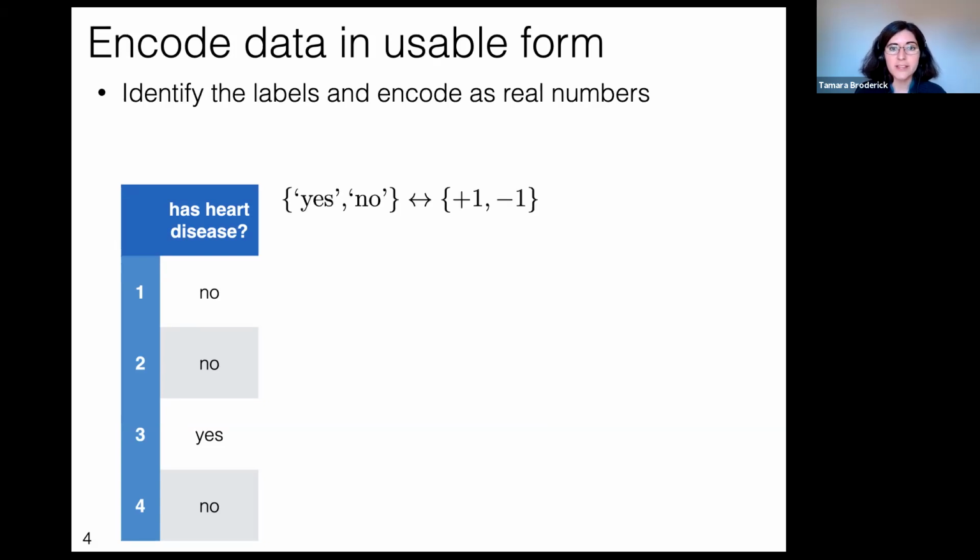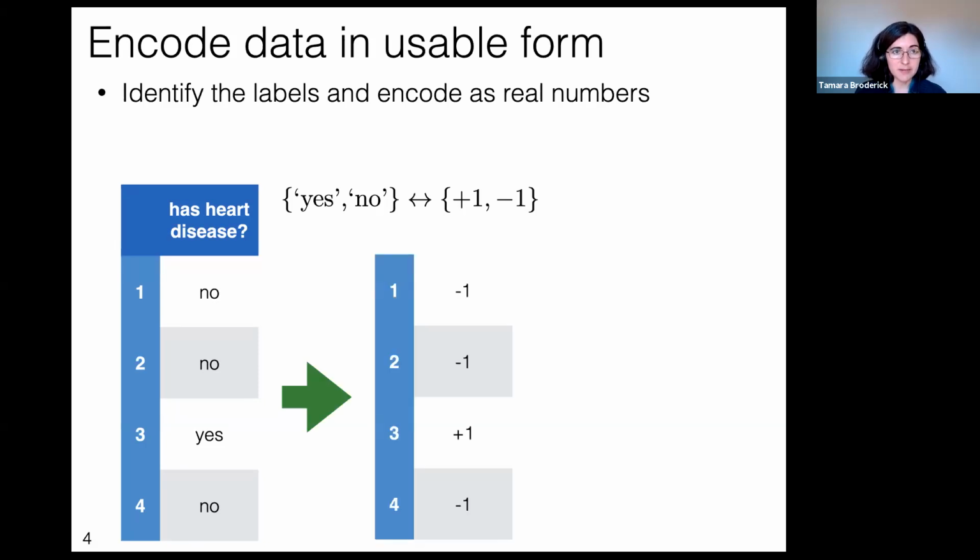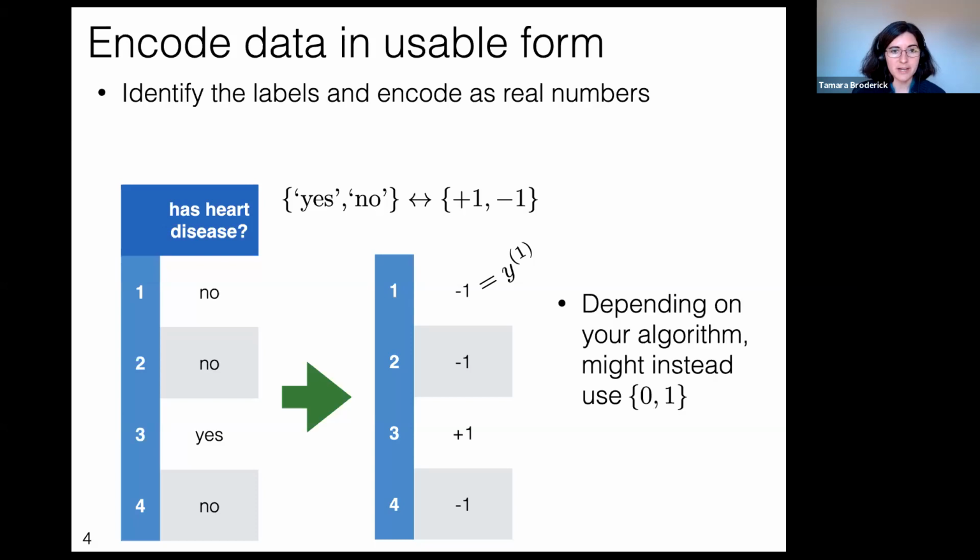And so in particular, the way that we've been doing that so far is we've been saying we'd like to turn this into +1s and -1s. And so we might say that, let's say here that yes is going to be +1 and no is going to be -1. And so we can turn this set of labels now into +1s and -1s. And so in particular here, the label for our first data point, which we've been calling Y1, will be -1 in this particular case. Now, a couple of notes about this.